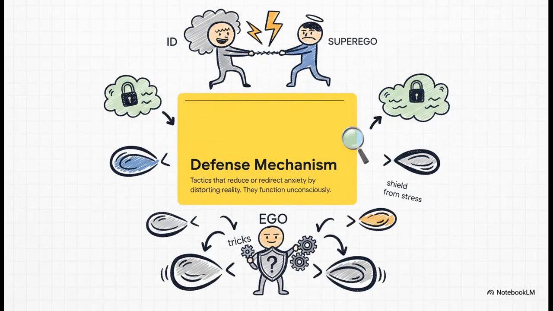As you can imagine, this constant fight between the id and the superego creates a ton of anxiety. So how does the ego even cope? Well, Freud said it has these secret weapons, these unconscious tricks called defense mechanisms. They're basically these clever, automatic ways our mind bends reality just enough to protect us from stress.